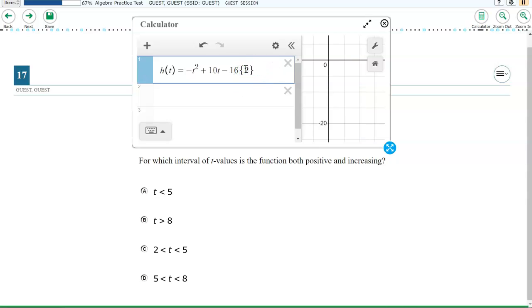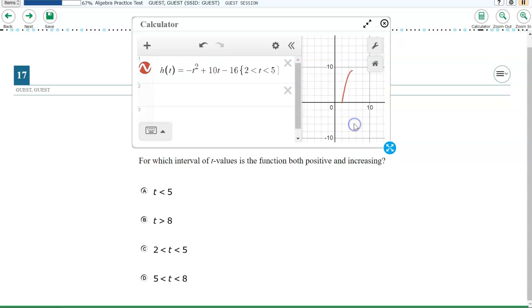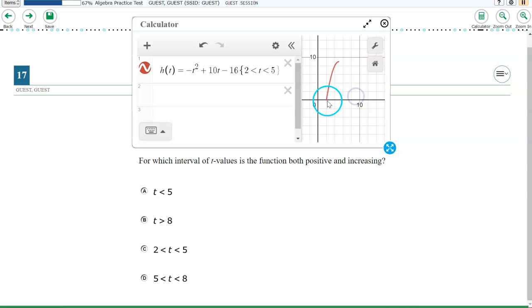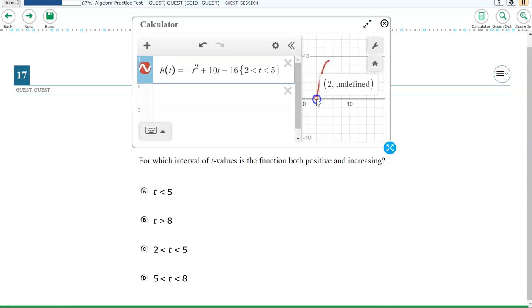Let's do C. 2 is less than t is less than 5. And this was the right answer. Notice all the y values are up here, and see, it's undefined at 0, but all these values are positive. The graph is only going up, so the correct answer was C. The next item we're looking at is 18.